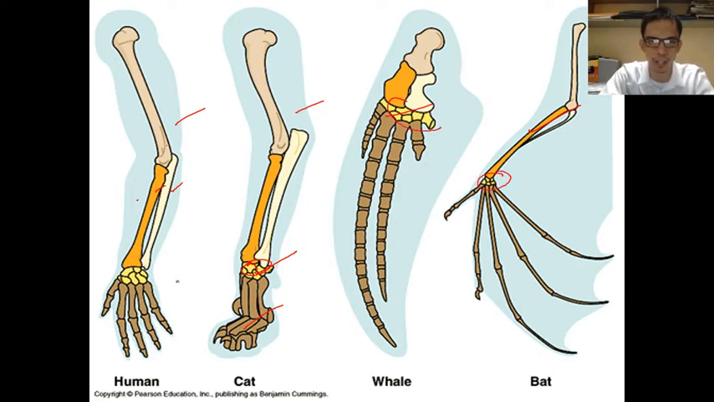But the thing here is, humans have different purposes for their limbs. Cats also have a different purpose for their limbs. Whales also, we know that whales live in the ocean, so they don't use it for anything else aside from swimming. And the bat is for flying. So although they have the same structure, these things that we have right here have completely different functions. So there you go.